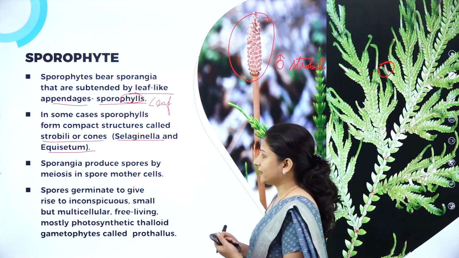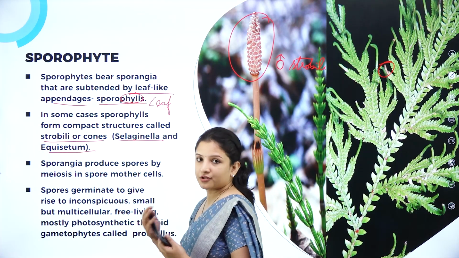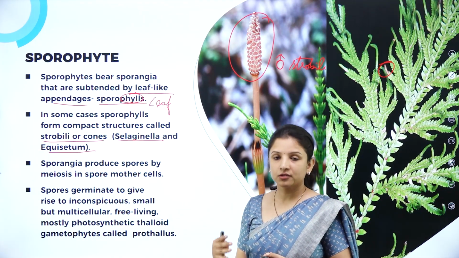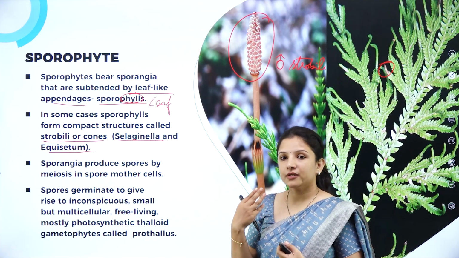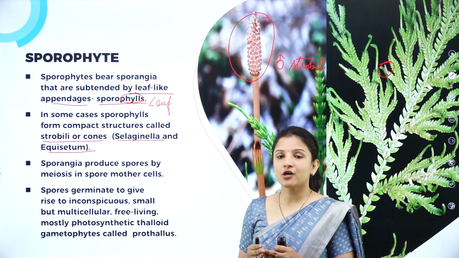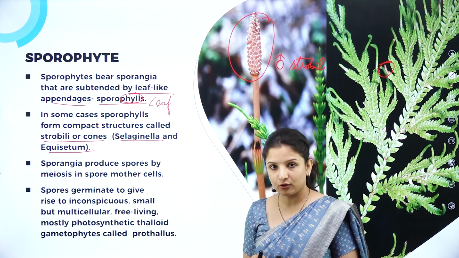And the sporangia that are there will produce spores. How? The zygote will develop into the sporophyte, and the sporophylls form compact structures called the sporangia, or the male strobili, or the male cone.